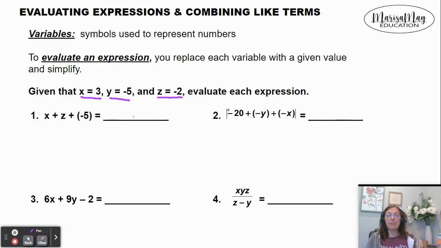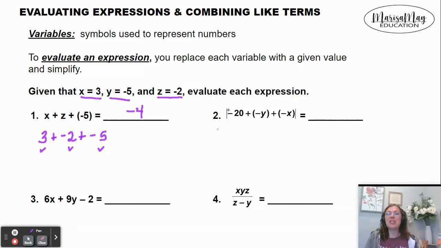So, if we look at example number 1, we're going to replace that x with a 3, the z with a -2, and then we have a -5. Now that we've replaced the variables with numbers, we can simplify. So 3 plus -2 is +1, and +1 plus -5 would be -4.